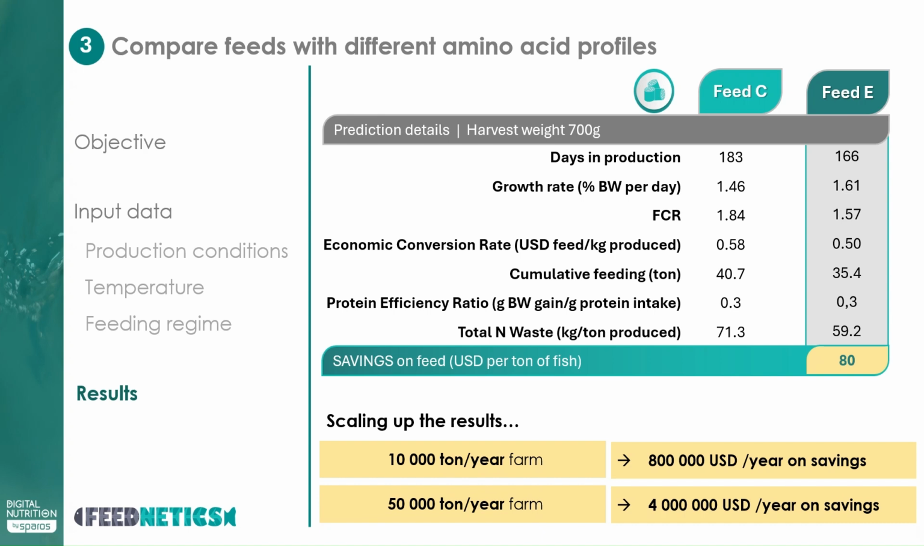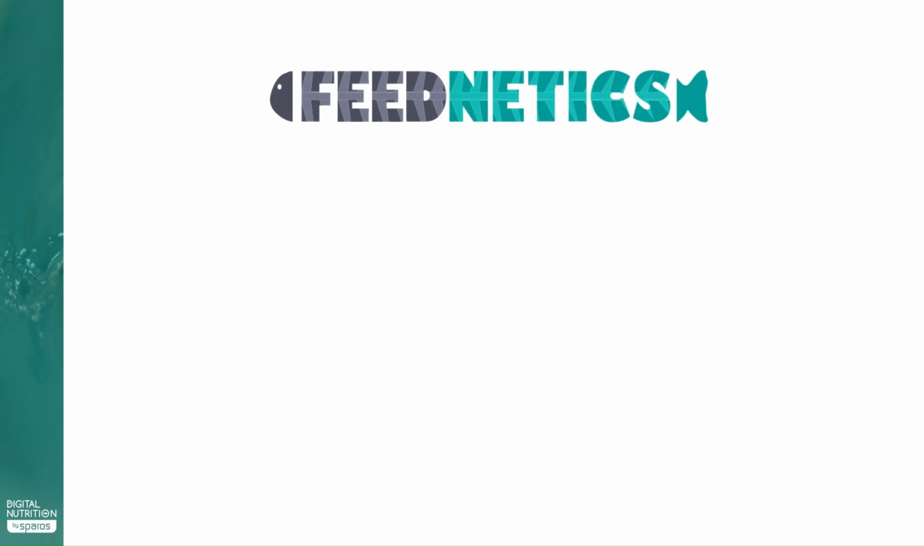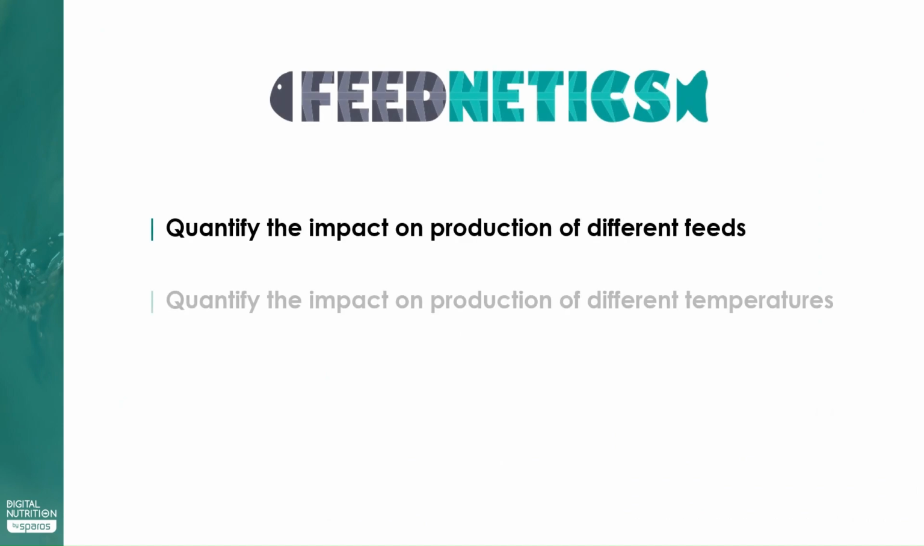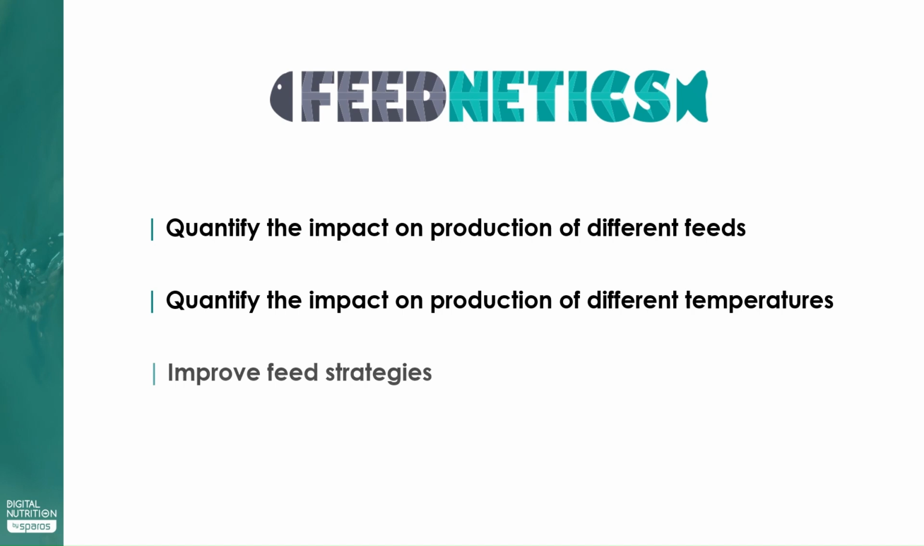However, it is important to note that these outcomes are highly dependent on feed price assumptions, highlighting the need to evaluate economic performance under farm-specific conditions. This is where FEEDNETICS adds value, by linking both biological performance and economic efficiency. Using FEEDNETICS, you can compare feeds, test temperature scenarios, refine your feeding strategy, and reduce production costs.